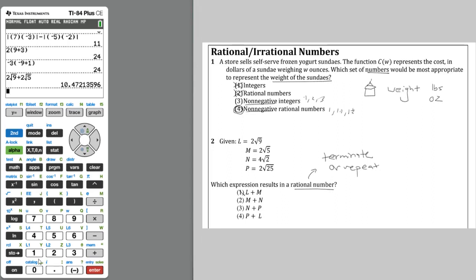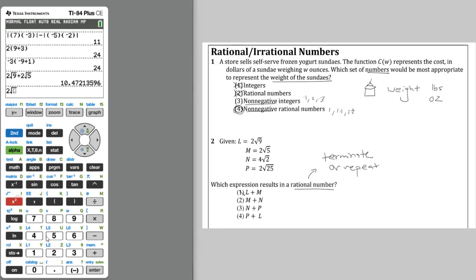Choice 2, again, just going to type in the answers. And I'm adding n, which is 4 radical 2. Arrow out. Another number that kind of looks irrational as well. Does not look like it ends or repeats. N plus p.